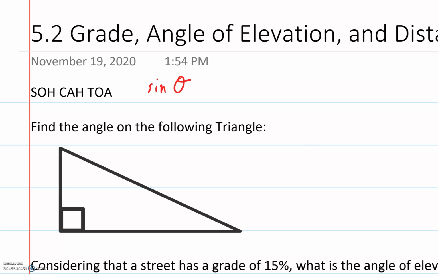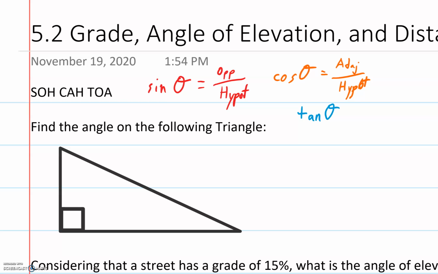Sine of an angle, which we always write as theta, is going to be equal to the opposite side over the hypotenuse. So that is the sine function. Cosine theta equals adjacent over hypotenuse. And last but not least, especially today, since this is the one we're going to be using most of the time, tan theta equals opposite over adjacent.